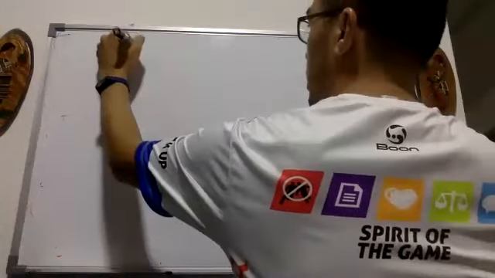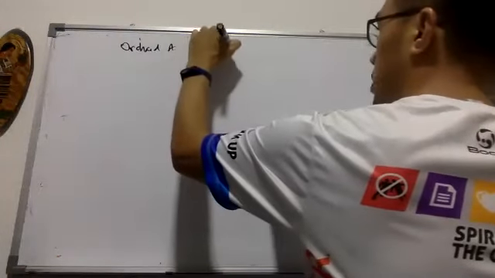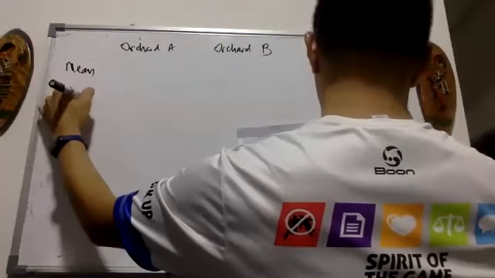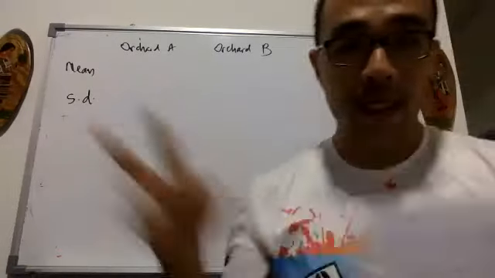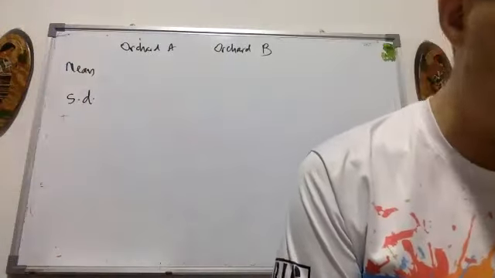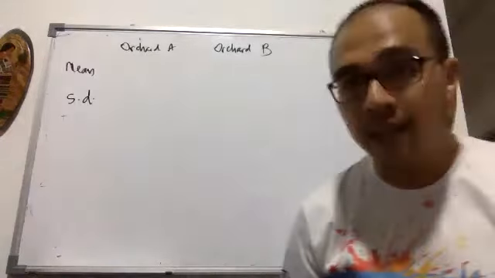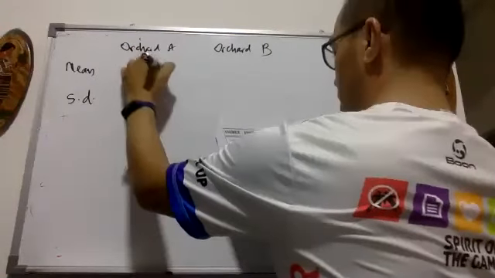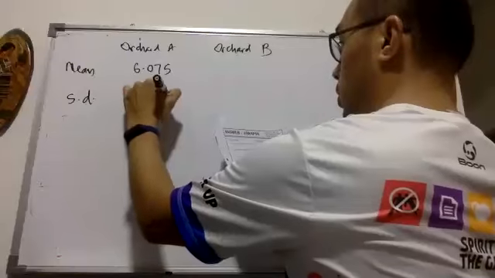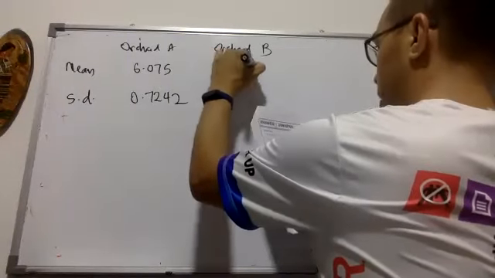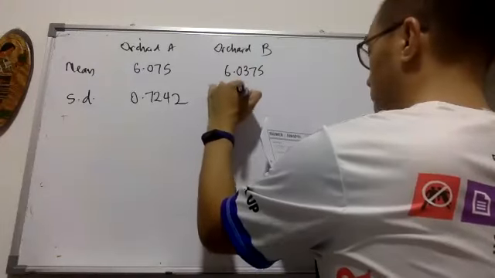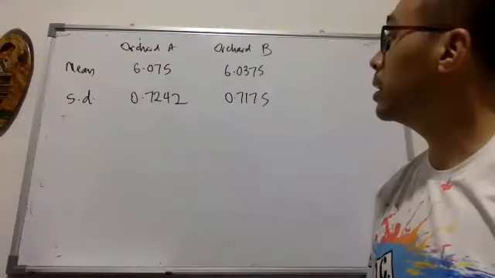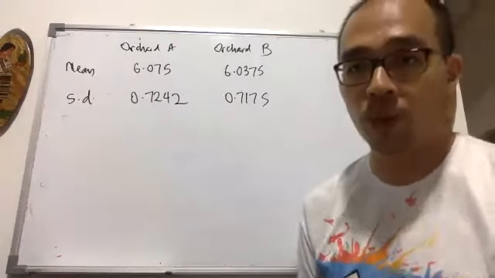Okay, this is orchard A, orchard B. I'm going to have the mean and then the standard deviation. Then based on these values you obtain, compare the better soil orchard. You have to choose one soil orchard which is better. So orchard A is 6.075 and the deviation is 0.7242. This one is 6.0375 and the deviation is 0.7175. Did you get these values?